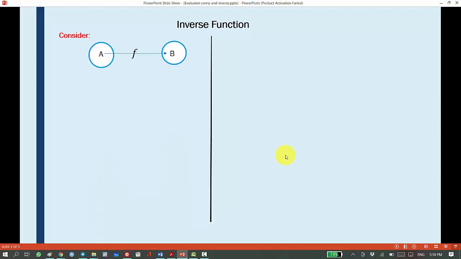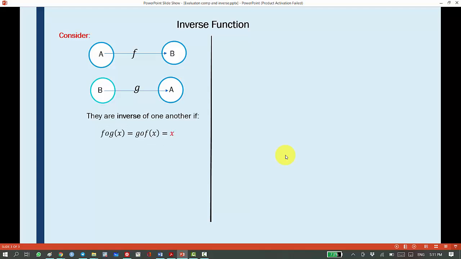Consider f, which is defined from A to B, and another function g, which is defined from B to A. These two functions are inverse of one another if the composition of f and g is equal to the composition of g and f, and both of them equal x. Hence, in order for the two functions to be inverse of one another, we have two conditions. First of all, the domain of one of the functions is the range of the other function, and the range of one of the functions is the domain of the other function.